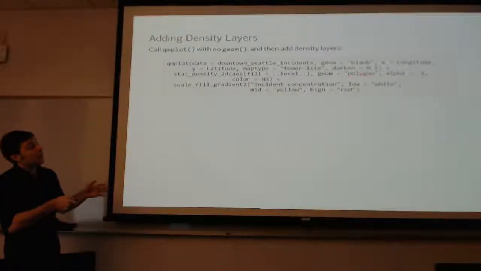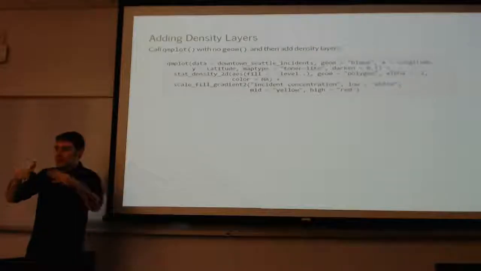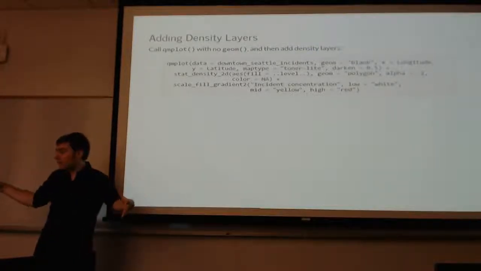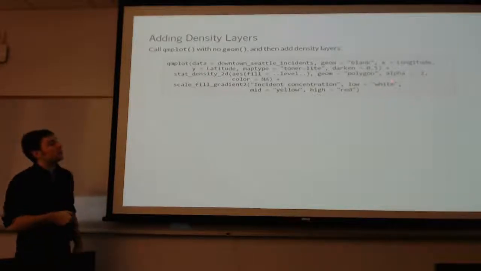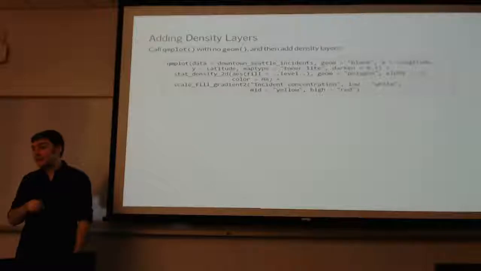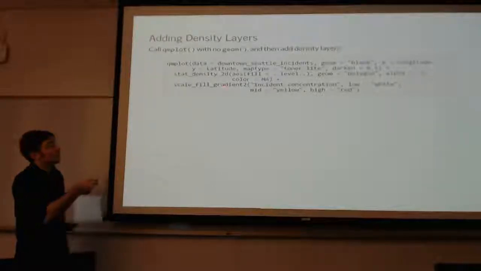Geometry equals polygon because I'm going to be drawing what is really darkened polygons over the top of this map surface. Alpha is 0.2, so it's mostly transparent. Color equals NA. I don't want there to be a single color. Instead, I want some gradient that goes from low to high. So I'm calling color equals NA.